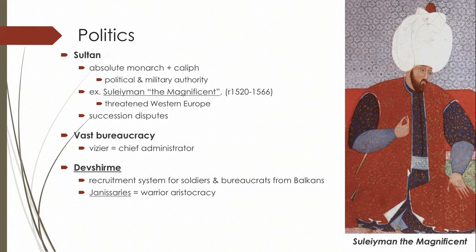These are a key group of slaves. They are warrior aristocrats that are essentially slaves in background. They remain slaves to the Sultan until the day they die. Yet, they were the elites. They were the only ones in the Ottoman Empire allowed to own and use gunpowder weaponry. So as the Ottoman Empire expands, it's these Janissaries that are the loyal soldiers of the Sultan and leading that Ottoman expansion.